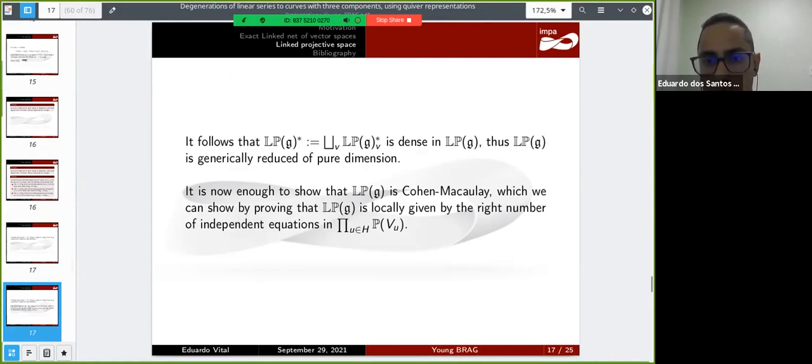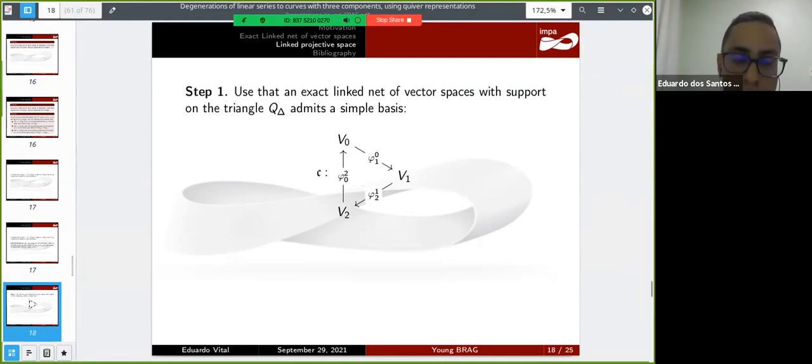because Cohen-Macaulay and generically reduced will imply reduced, which we can show by proving that LPG is locally given by the right number of independent equations in the product of projective spaces, right? So our task now is to count the number of defining equations of LPG, and show that it has the expected codimension. So this is step one. Step one essentially will prove the theorem for a Z2 quiver with finite support and a triangular quiver.